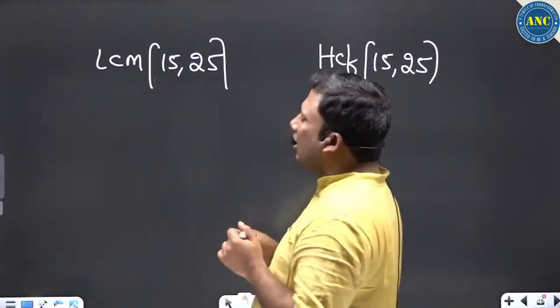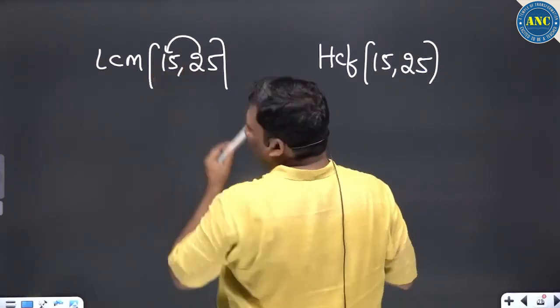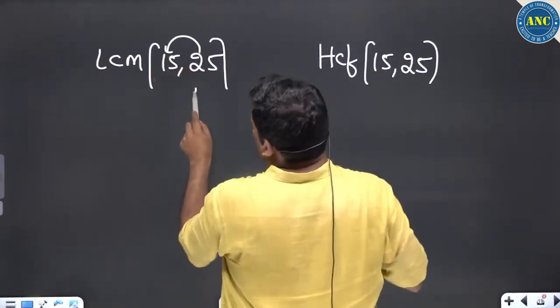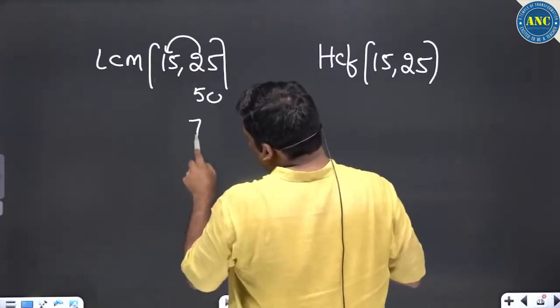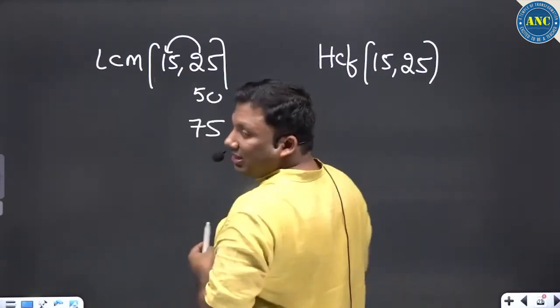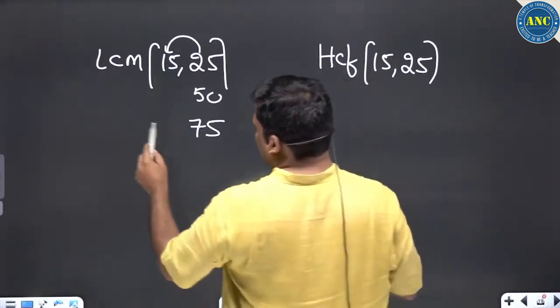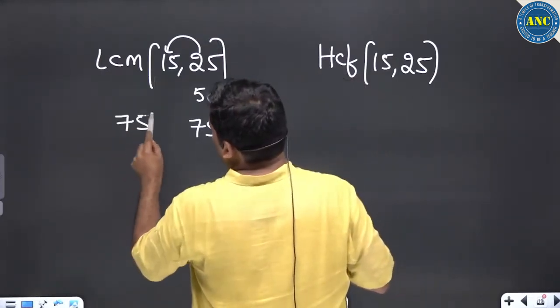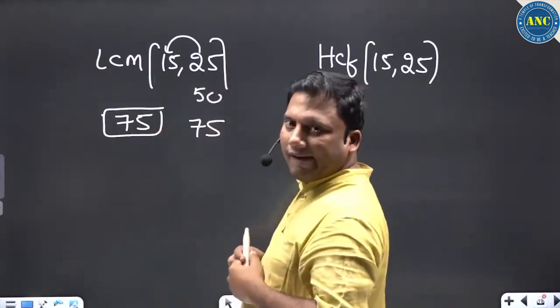LCM of 15, 25. 25, is it divisible by 15? No. Take the next number, 50. Is 50 divisible by 15? No. Take the next number, 75. Is 75 divisible by 15? Yes. LCM of 15, 25, it is 75.